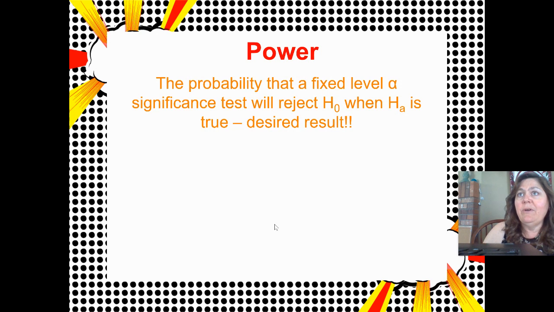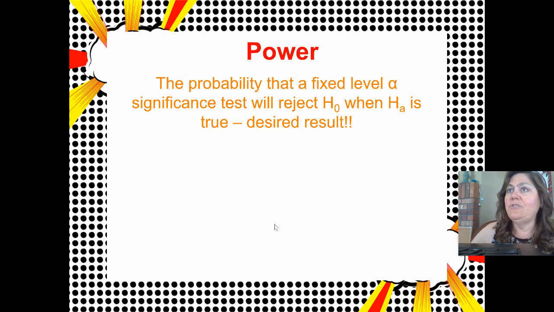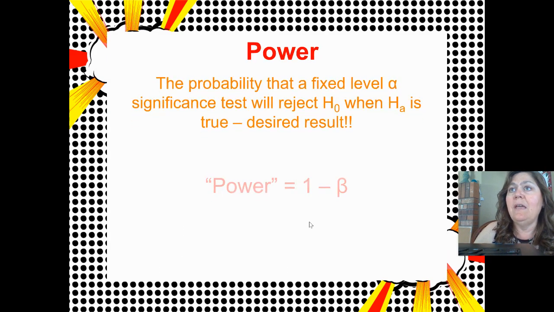So power then is this probability that our fixed level of alpha that we have will lead us to reject H0 when HA is the truth. Okay, that's our desired result. If HA is the truth, we want to reject H0 and say HA is likely. Okay, so power is calculated as 1 minus beta. If you look back at that last chart, so if this is beta, then 1 minus beta would be the rest of this probability, where we have correctly rejected H0.